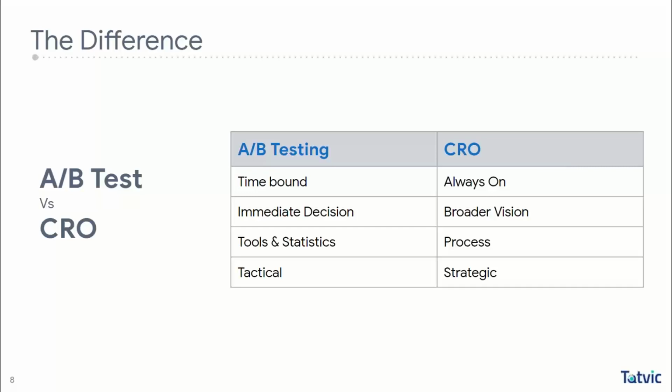So if I have to summarize it, CRO essentially is a universe, while A/B testing is a galaxy. Now, A/B testing is time-bound, while CRO is an always-on activity. A/B testing focuses on an immediate decision that you have to take, while CRO is all about a broader vision that you are focused on. A/B testing is about using tools and statistics to deploy experiments, while CRO is largely process-oriented. And to summarize, in a nutshell, A/B testing is tactical, while CRO is strategic in its focus.